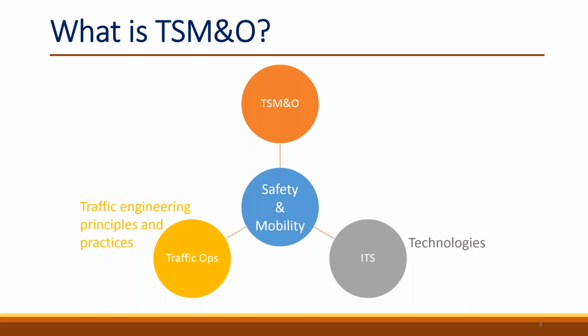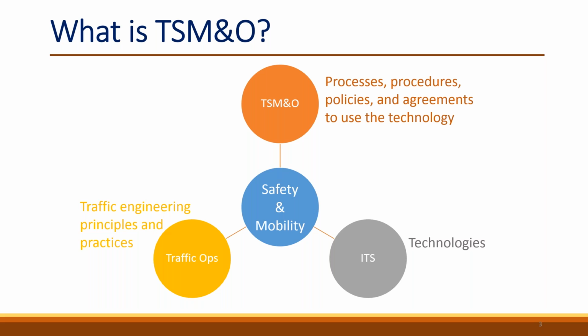And now, with these two divisions, or the two legs, as I would say, we have a newer division, which is the TSMO, Transportation Systems Management and Operations. It combines a little bit of traffic ops and a little bit of the ITS. It includes the processes, procedures, policies, and agreements to use the technology and the principles in order to improve the safety and mobility of the entire system.